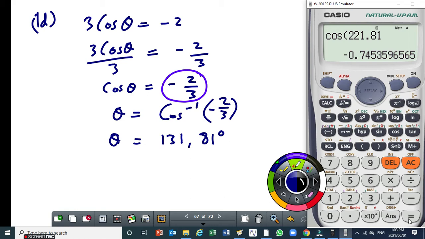So you get minus 0.74. Is minus 0.74 the same as minus 2 over 3? No, this one is minus 0.66. The calculator won't be able to convert that to a common fraction. But you should know that minus 2 over 3 is the same as minus 0.66. It's close to minus 0.67. So the answer is not 221.